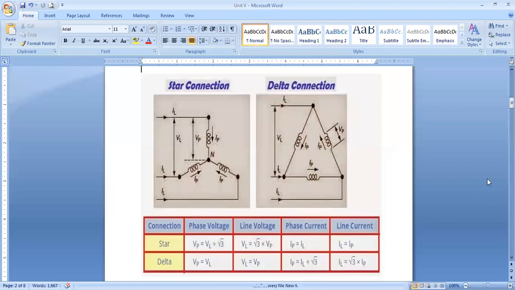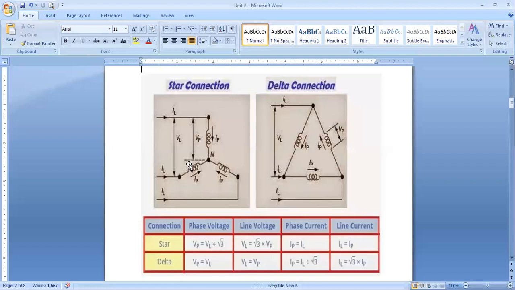Clear? Now, to have a single phase connection from the three phase, we can take a single line and the neutral. Also, we can take both the lines. Clear? That is, by single line and neutral, we can have the phase. Also, we can take the phase from both the lines. But the applicable voltage will be different.